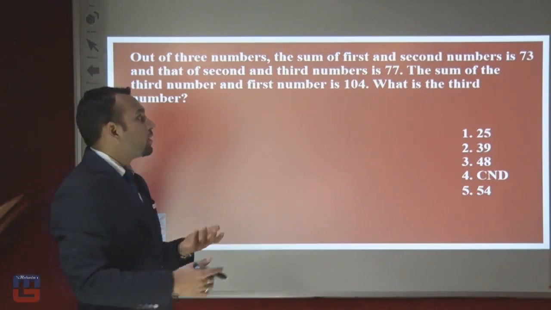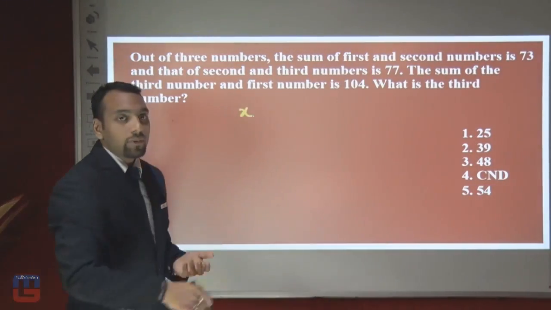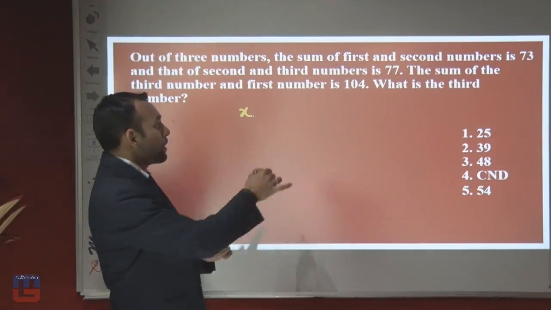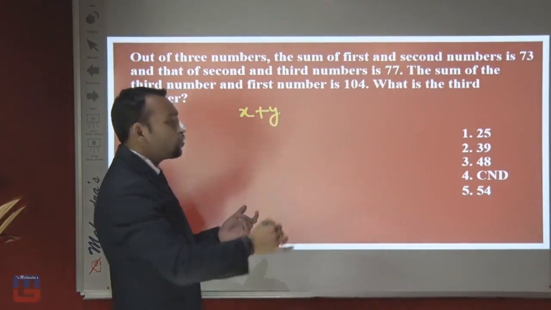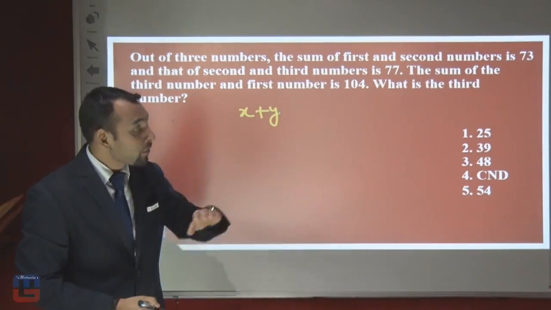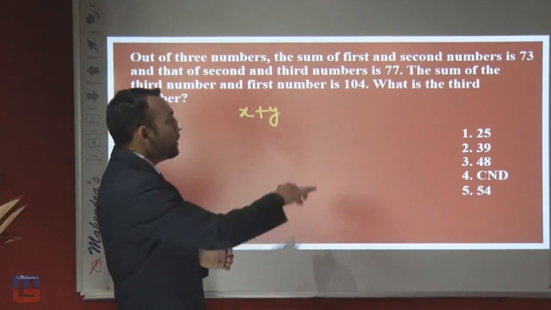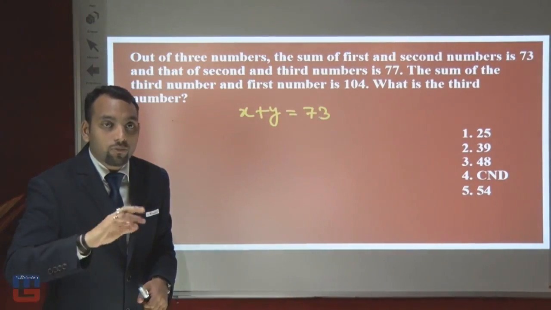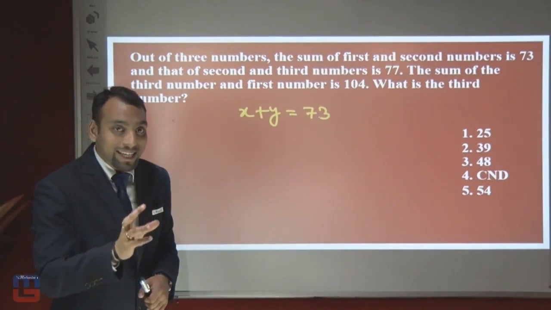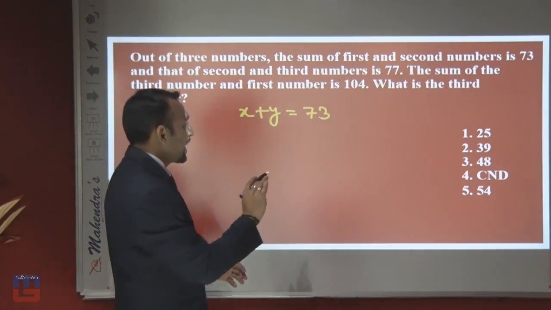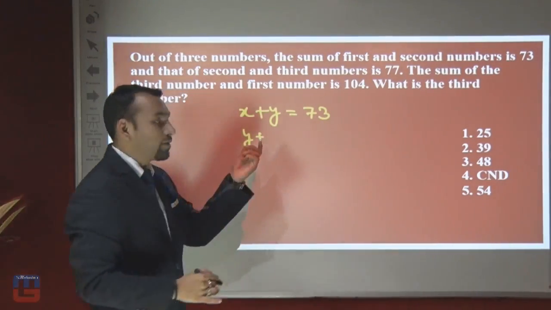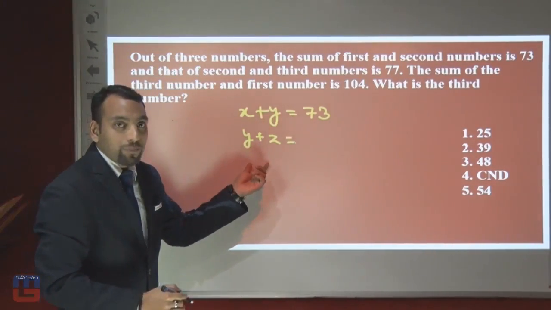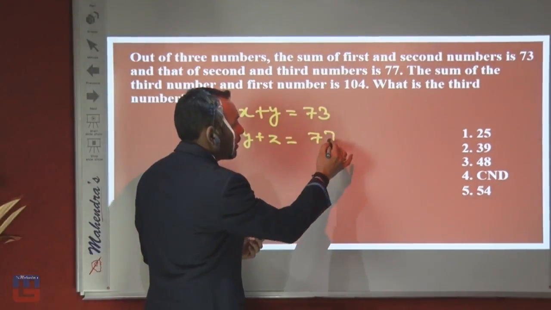Let us assume the first number is x. First and second, the sum of first and second. Now let us assume the second number is y. So x plus y will be equal to 73, and what the next line is saying, second and third is 77. Second and third, which means suppose the second number is y and the third number is z. So the sum of second and third is 77.